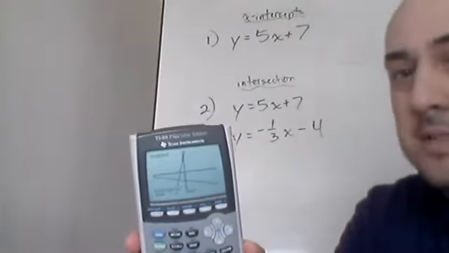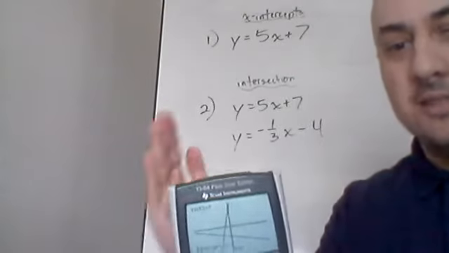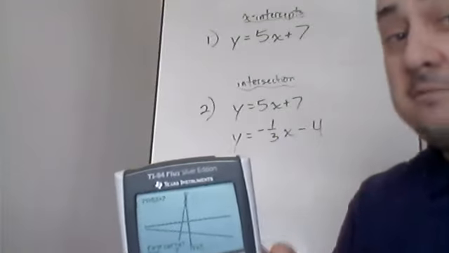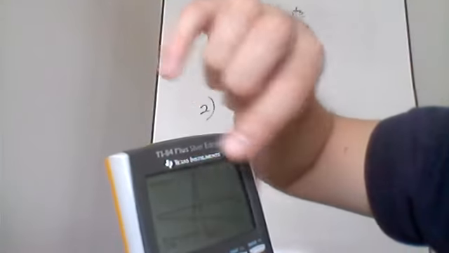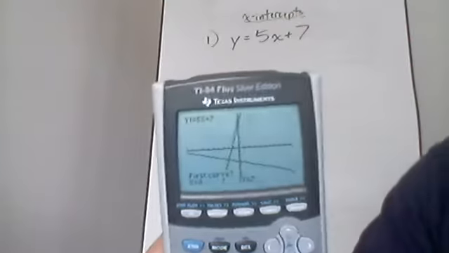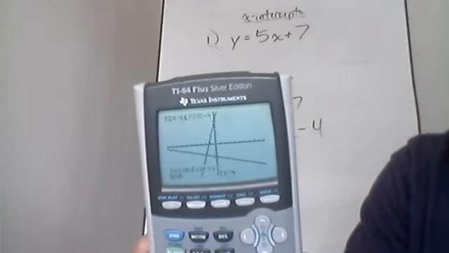Now this time, not like the x-intercept. The x-intercept made me do the left bound and the right bound. We don't have to do that for an intersection. To find the intersect, it asks me for the first curve, and notice it puts the cursor automatically on the y1 for me. So that's my first curve. I just go ahead and hit enter.